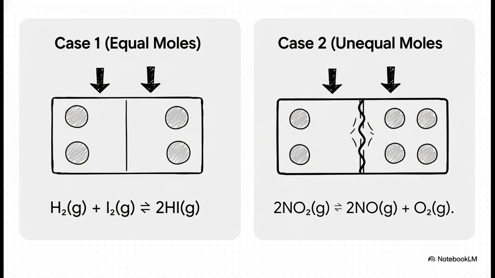So let's compare two different cases here. In case one, we've got 2 molecules of gas on the left and 2 on the right. The numbers are equal. So if you crank up the pressure, the system has nowhere to run. Neither side offers an escape, so nothing happens.